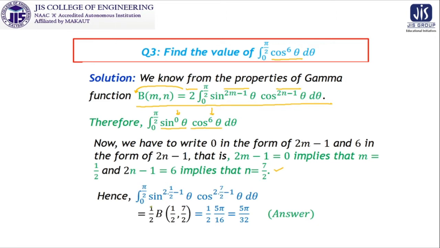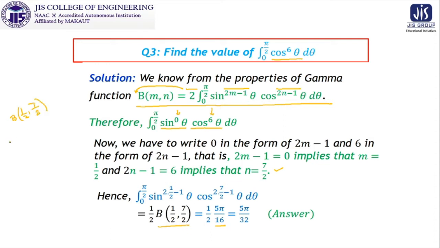7 by 2. Now you can ask how we can write beta half, 7 by 2 is equal to 5 pi by 16. There is no need to write it directly. In your exam time, in your practice time, you have to do the problem by your own approach. It is an easier problem than this concept. How will we approach this? So our target for this one is beta half comma 7 by 2.